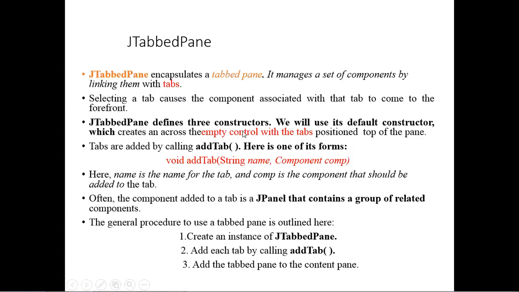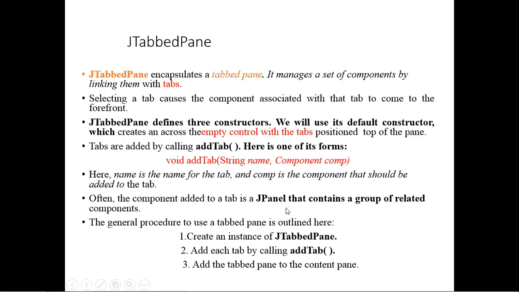It defines three constructors. Basically we'll be using the default constructor most of the time, which creates an empty control with tabs. Here you can see the format: void addTab. This is another method, which has two parameters: String name, Component comp. String name is the name given for the tab, so what should be displayed on the tab. And this component is what components should be added to that tab.